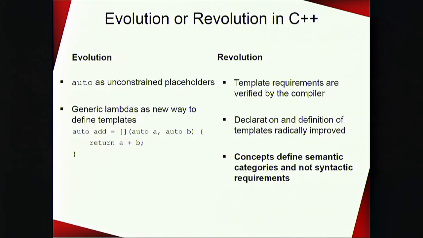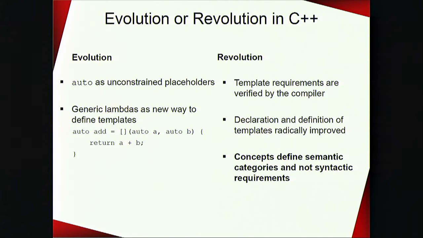What is assigned for evolution? Of course, we have auto, we have unconstrained placeholders, so we have an idea of placeholders, so it's not so new. Of course, with C++14 we created a new way to define function templates. This is a kind of the evolution part. But we have, for the first time, the possibility that a compiler can verify template requirements. That is evolutionary, that's not revolution.